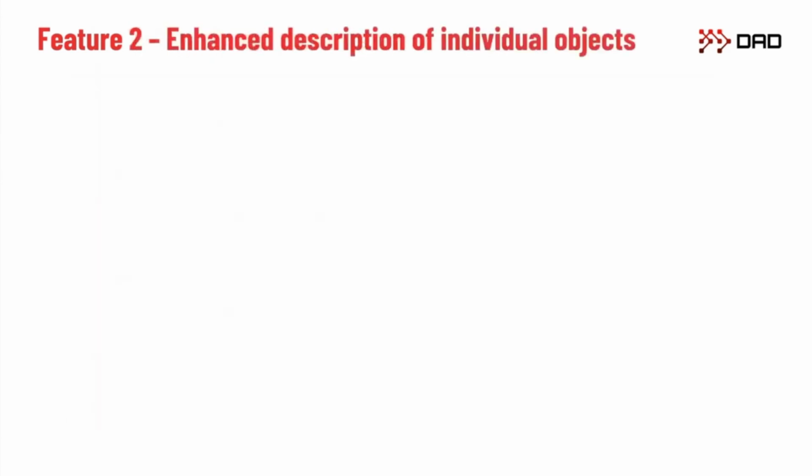Let's have a look at feature 2 that we wanted to call out, and that is in relation to the enhanced description of individual objects. So this is looking at what has been an improved display that shows all the known information about an object, including its data and its background material, its relationships within the overall system, and also its change history.